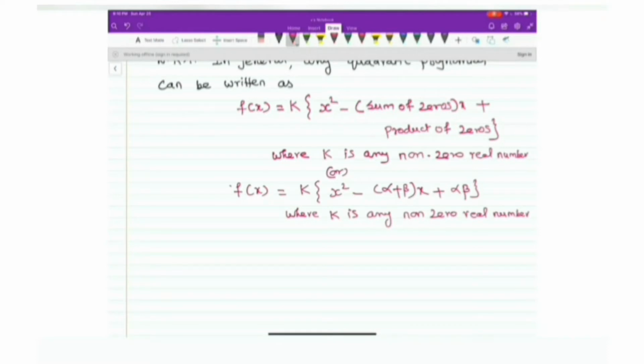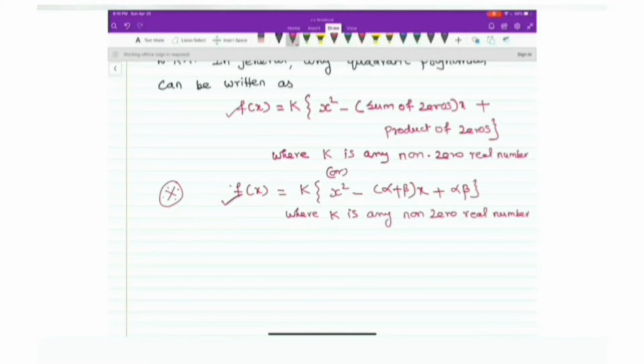See, you can write it in the first form like what I have written over here, or you can write it in this manner. Any one you have to write, and that step is very, very important. That should be there in your paper. I will be making use of only the second form, that is f of x is equal to k into x square minus alpha plus beta into x plus alpha beta.